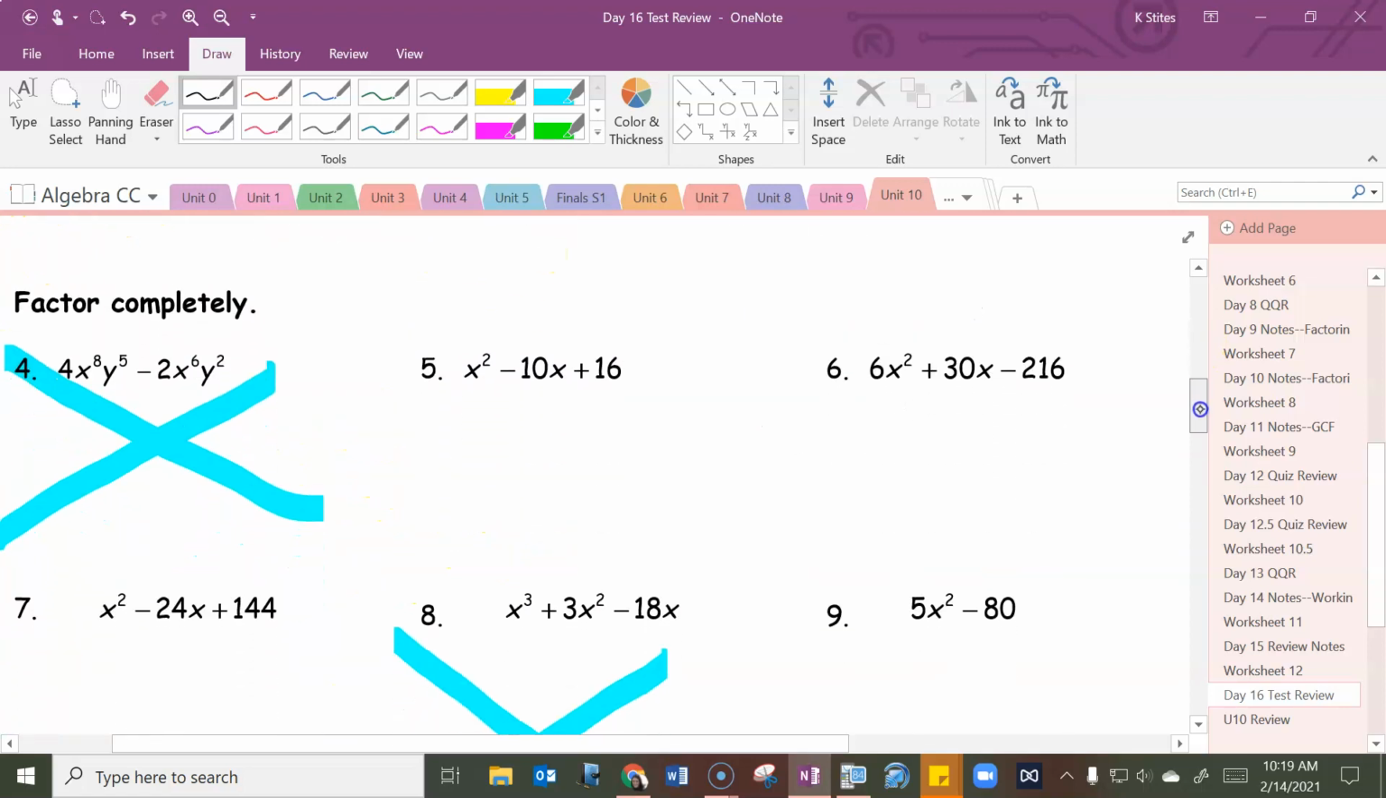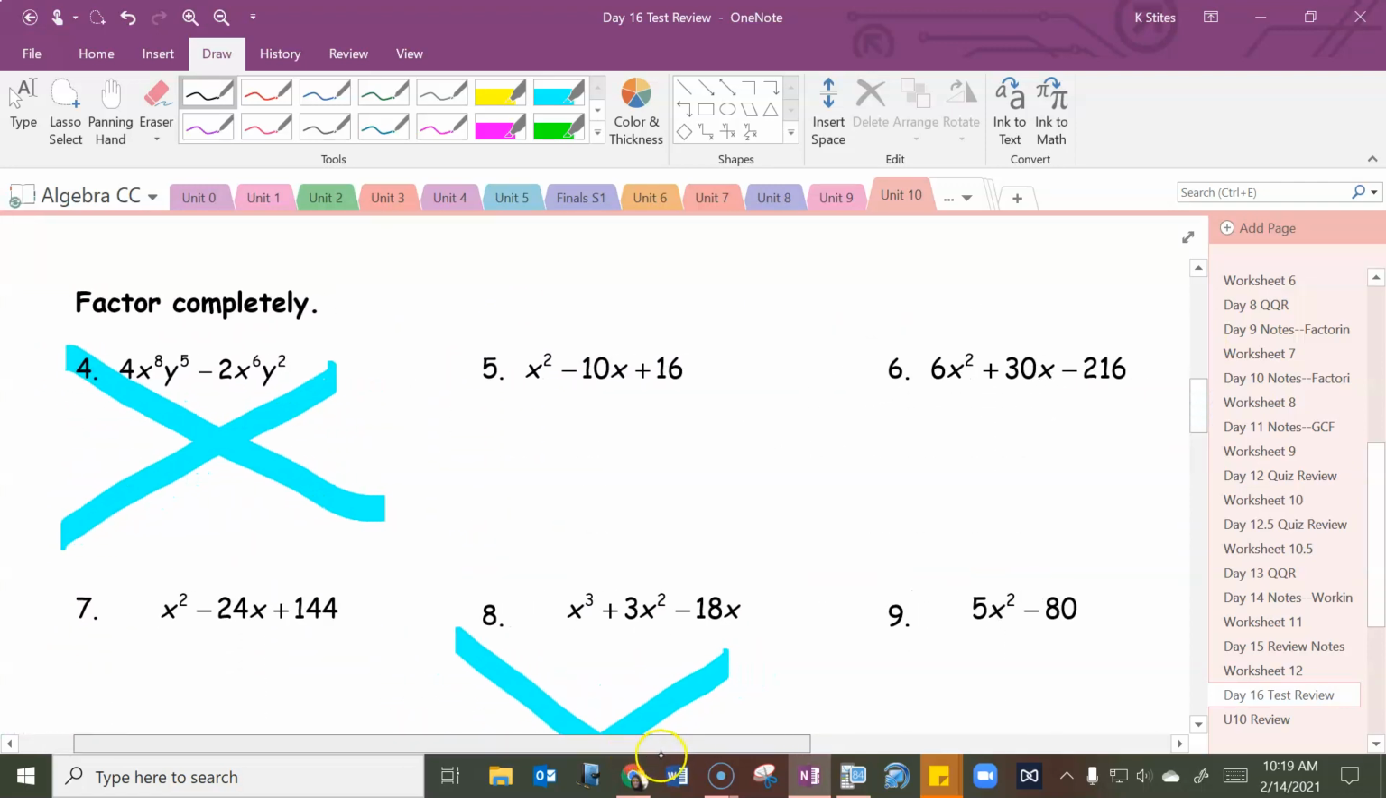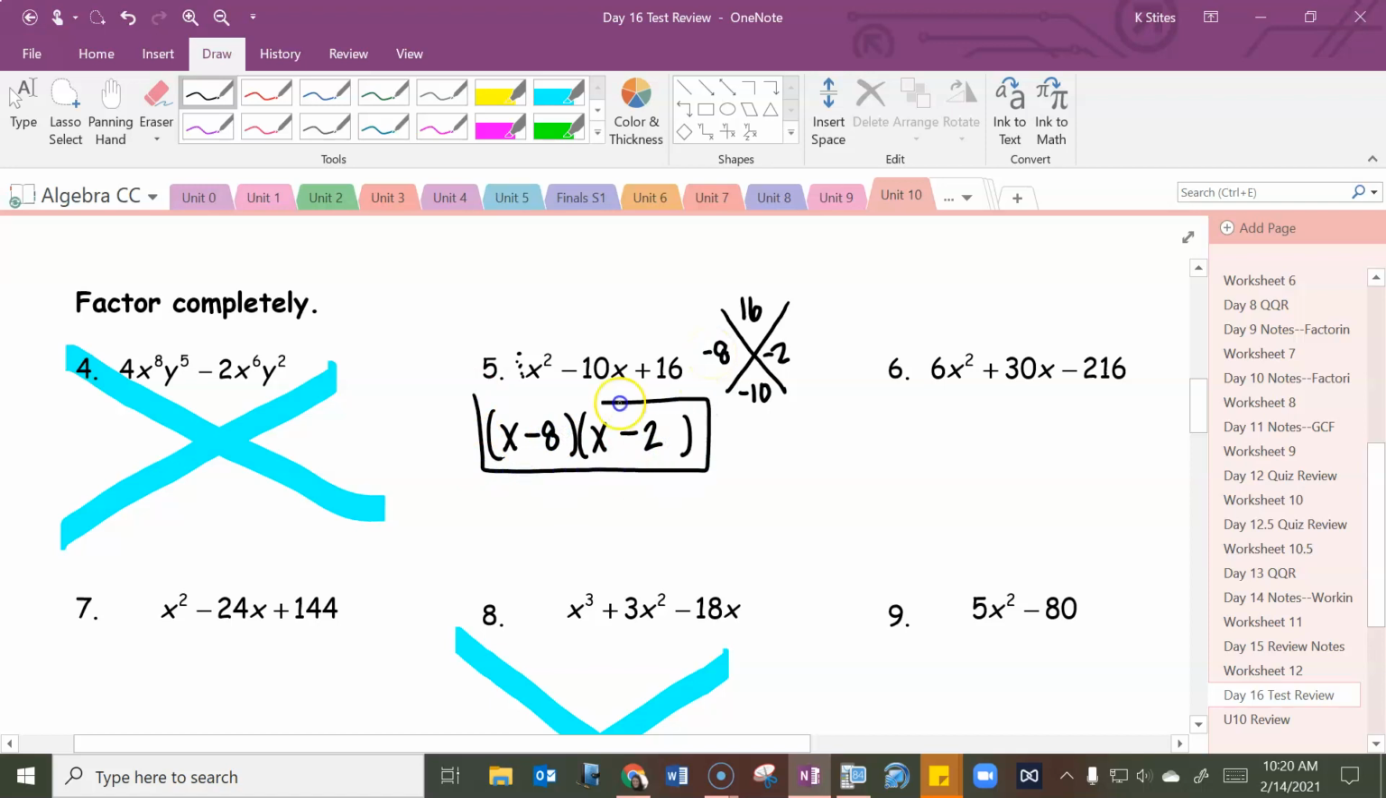All right, let's jump down here to number 5. We are factoring completely. Notice that you just have a 1 in front of your x squared. That means we can go straight to our box problem. We are multiplying to 16 and we are adding to negative 10. And since I'm multiplying to a positive and adding to a negative, I know I have both minuses here. And those numbers are going to be 8 and 2. But again, both negatives. We are not solving this because there isn't an equal 0, so this is it. I'm done.